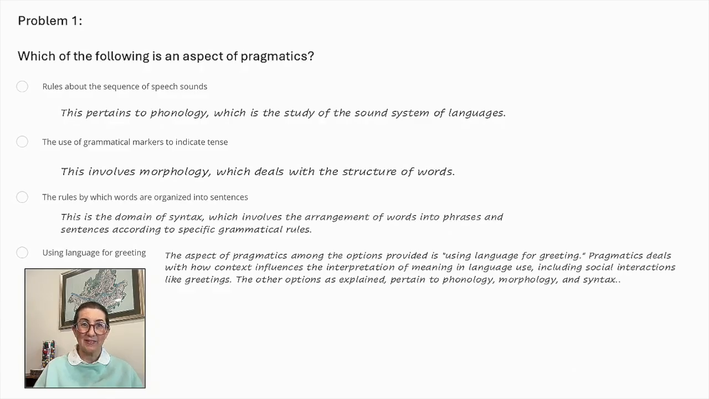Problem number 1. Which of the following is an aspect of pragmatics? Rules about the sequence of speech sounds, the use of grammatical markers to indicate tense, the rules by which words are organized into sentences, or using language for greeting. Let's go from the bottom up. Using language for greeting. This is an aspect of pragmatics.